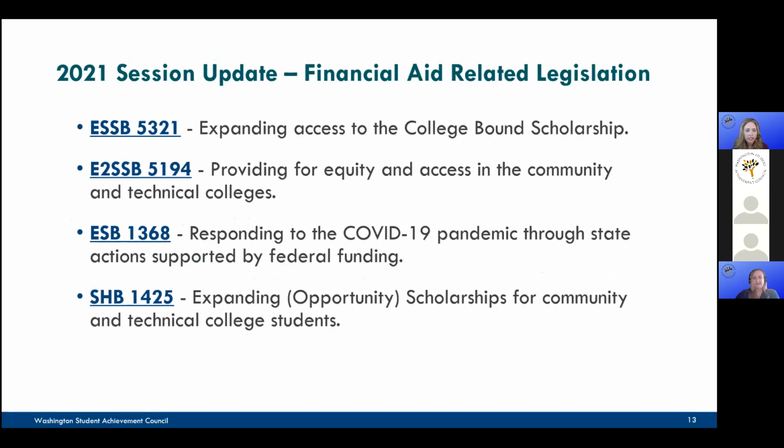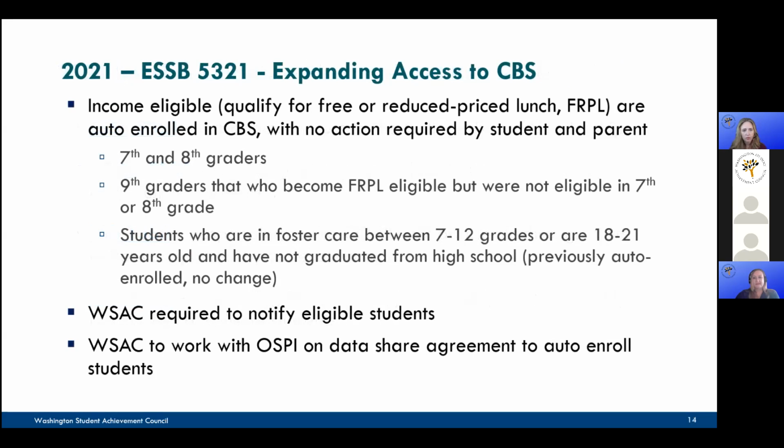So 4 bills, 3 of which I'll dive in quite deeply on, are these first 3. So about college-bound scholarship, equity, this is actually where residency comes up with 5194. We're going to briefly talk about a bill that you're probably very familiar with because you have been responding and administering the undocumented student emergency funding. And then I just wanted to also call your attention to the fact that Opportunity Scholarship was expanded through Substitute House Bill 1425.